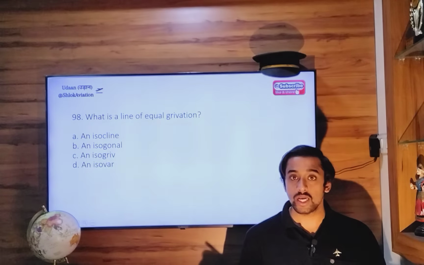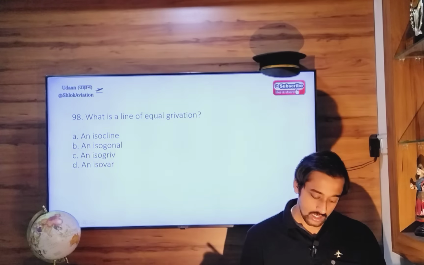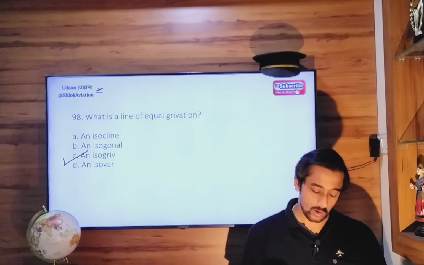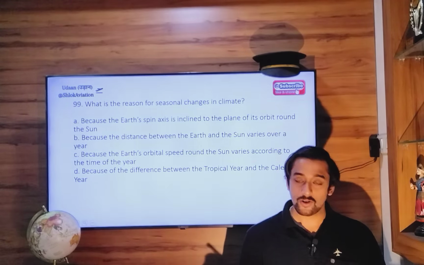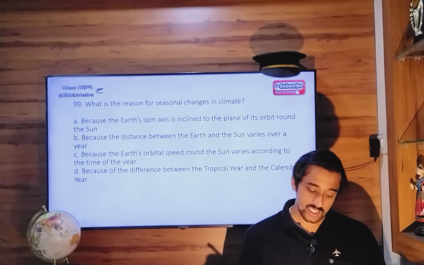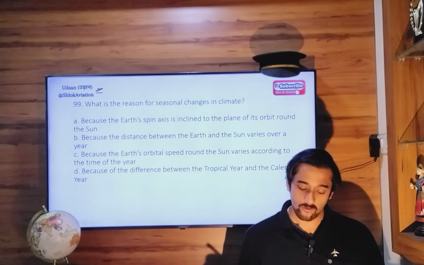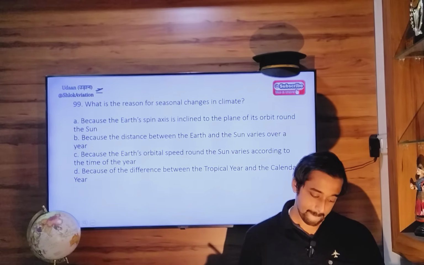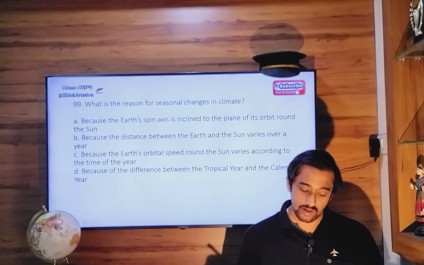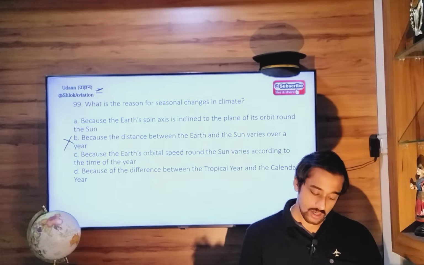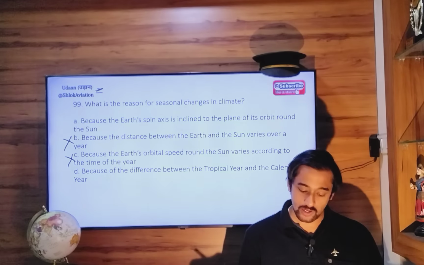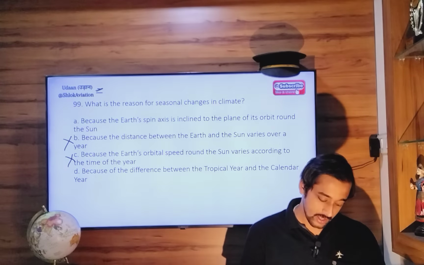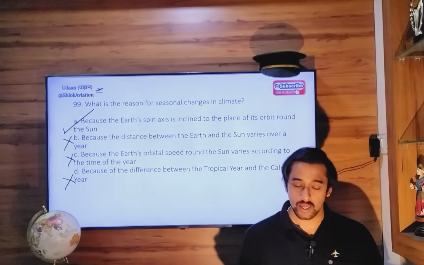What is a line of equal variation? It is called isogonal. Option C. Next. What is the reason for seasons that we get? Earth's spin axis is inclined to the plane of its orbit around the sun. Because the distance between the Earth and the sun changes? No. Because the Earth's orbital speed varies? No. Because of the difference between tropical year and calendar year? No. So correct option is option A.